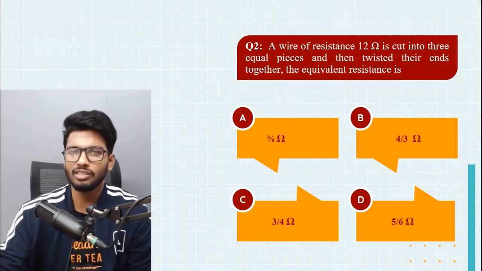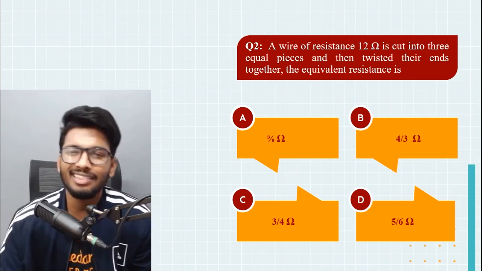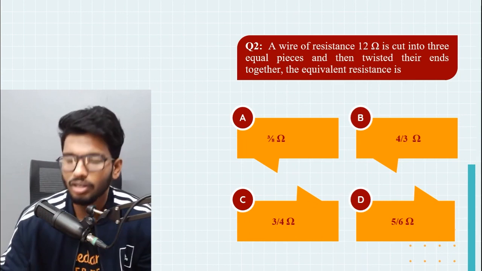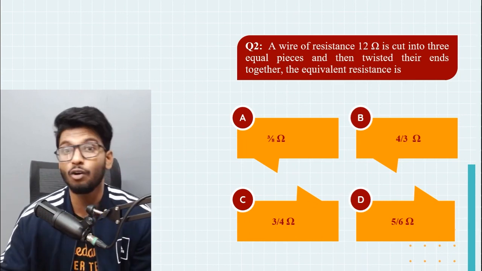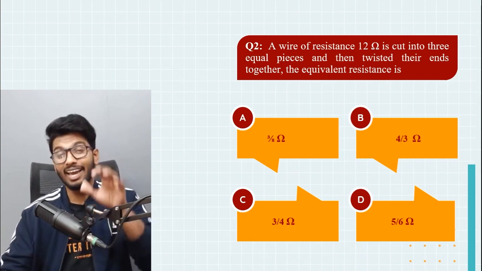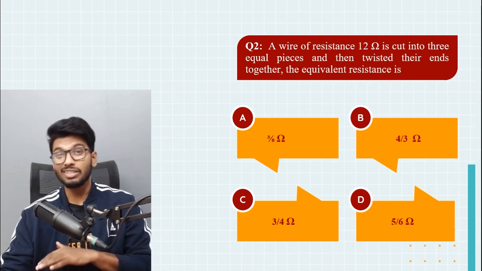Again, a simple question. A wire of resistance 12 ohms is cut into 3 equal pieces, and then it's twisted at their ends together. The equivalent resistance is what? Options are 2 by 8 ohms, 4 by 3 ohms, 3 by 4 ohms, or 5 by 6 ohms. Again, a simple question. Looks very difficult, looks very complicated for some reason, but it's actually not.